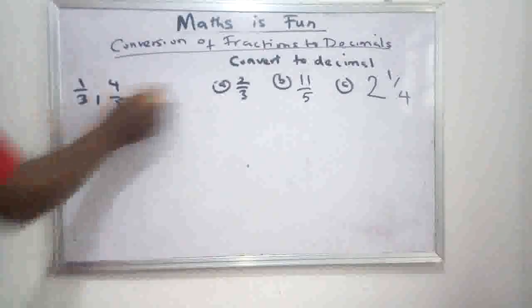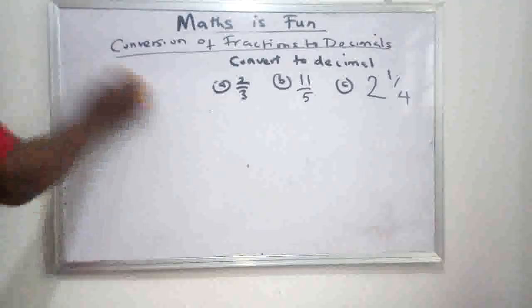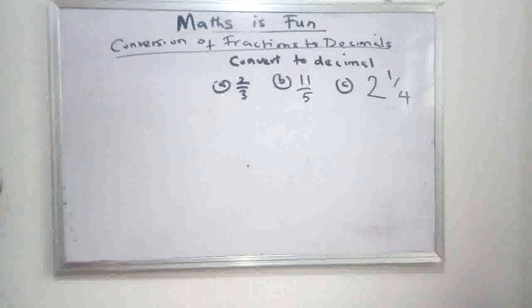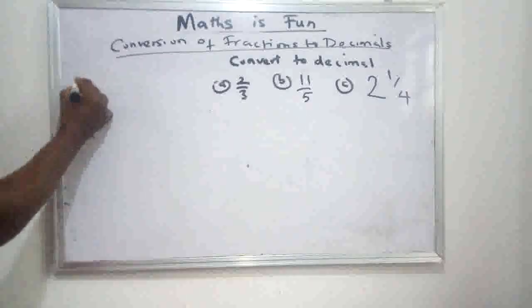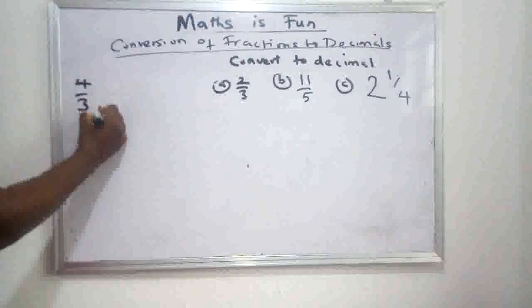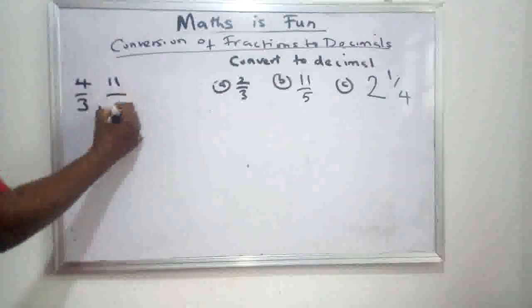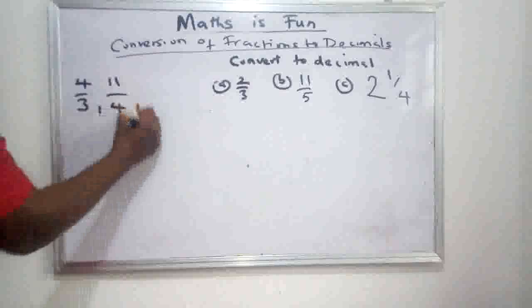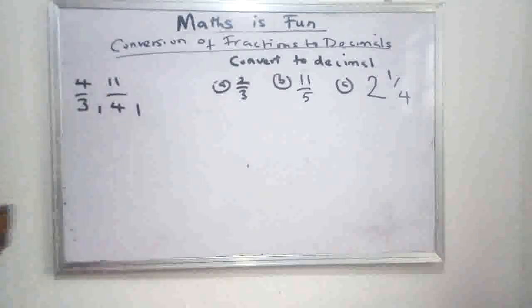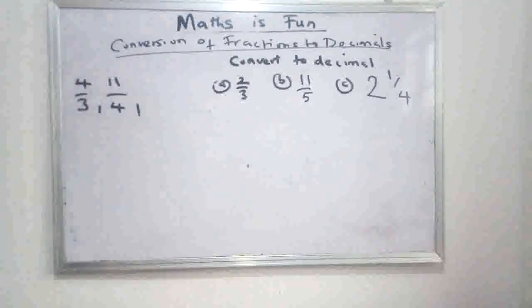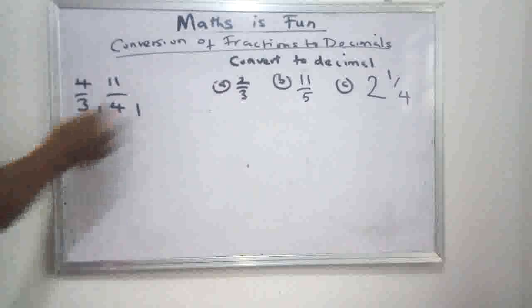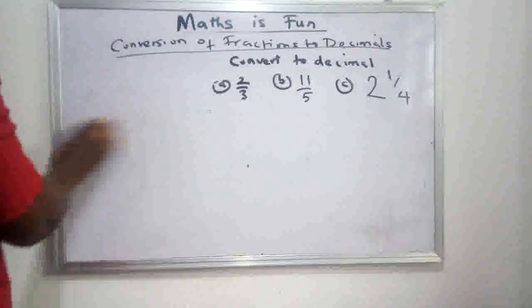These are proper fractions. Then we also have improper fractions, where the reverse is the case, where the numerator is larger. So you could have something like this: 4/3, or let's say 11/4, and so on and so forth. Alright, so these are improper fractions.